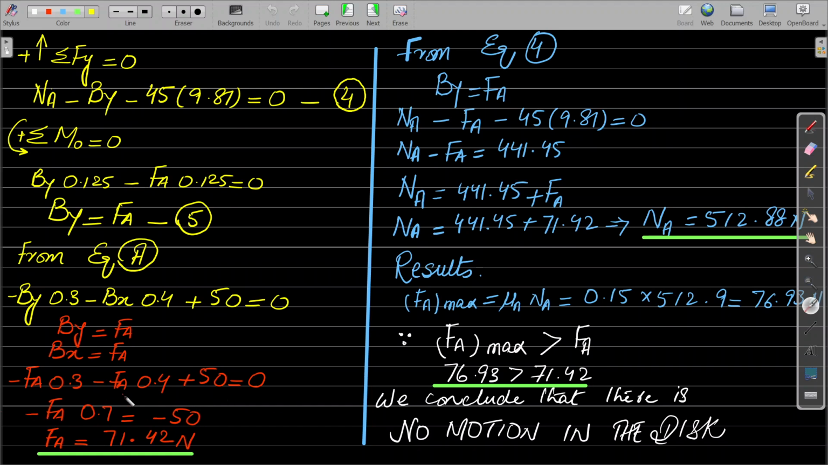We can add 0.4 and 0.3, we get minus Fa 0.7 equals to minus 50. So we get a very important relation that Fa is equals to 71.42 Newton. Now we have calculated Fa.